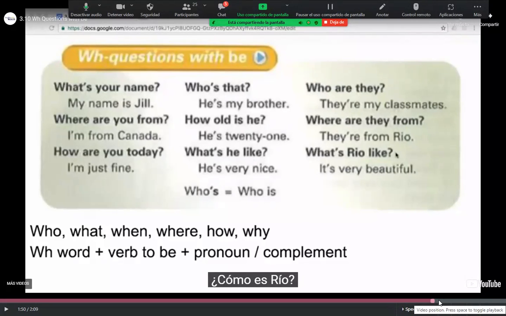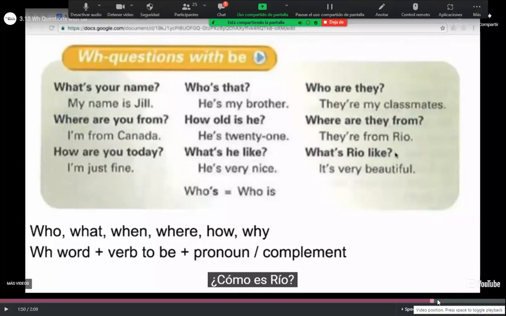You understand? Yes. Y si fuera dos personas, tres personas, si fuera un grupo, ya no usaría el is, sino usaría are. Who are they? ¿Quiénes son ellos? ¿Quiénes son ellas? Who are they? They are, they are, plural, plural.